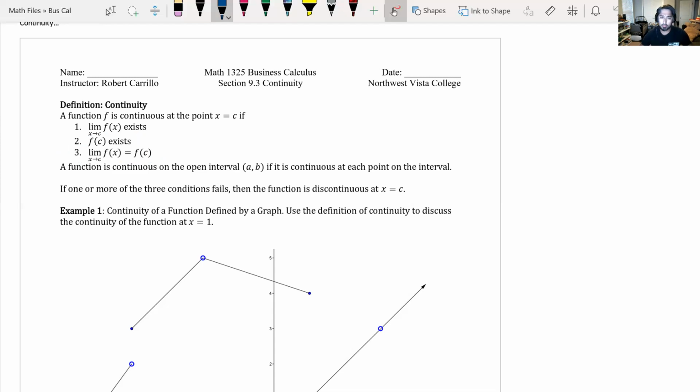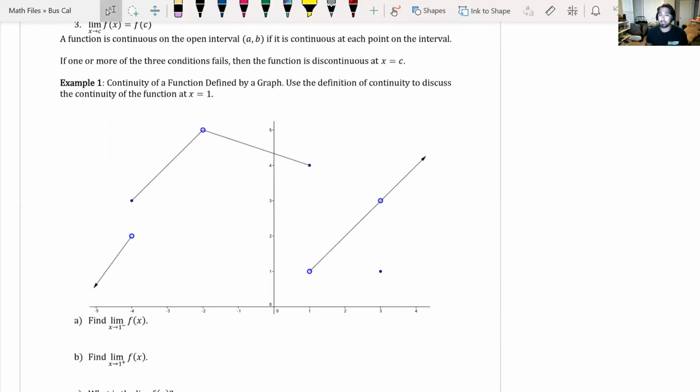Okay, so we must pass all 3 rules in order to be considered fully continuous. If you fail one rule, doesn't matter what it is, it's thrown out and the function's considered discontinuous. Okay. All right. So we'll start with our first example.